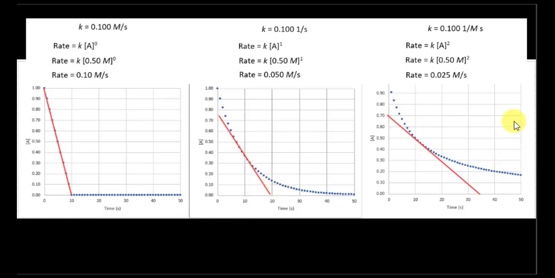Well, with this, you can see we've covered the instantaneous rate, we've covered the integrated rate law, we've seen the graphs and how to interpret them. So you're now a specialist on rate laws and rates of reaction.